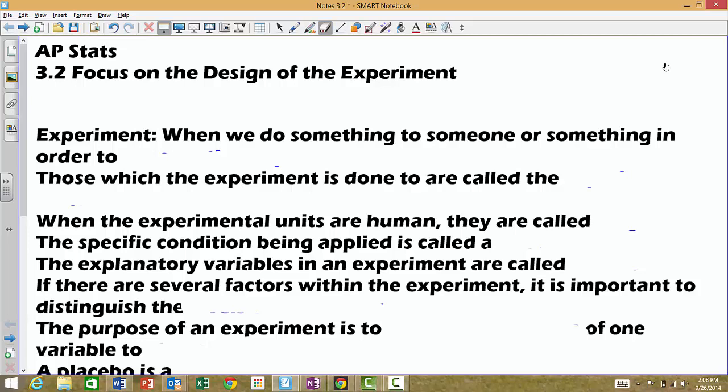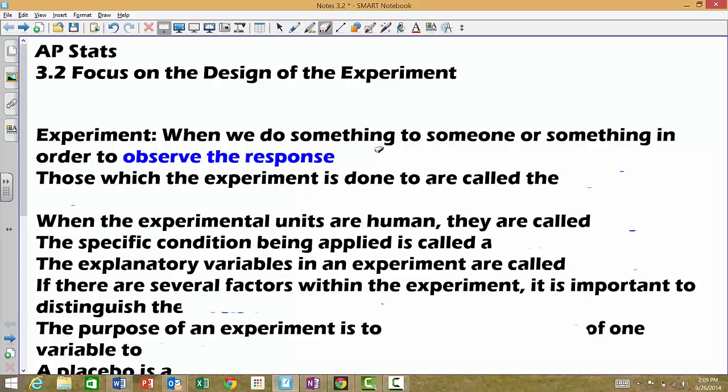So an experiment is very important. The experiment is going to control a lot of the things that we do, and that's the purpose of an experiment, is to control lurking variables. But an experiment is when we do something to someone or something in order to observe the response. Okay, we have to impose something and see what happens. So what we're doing is we're manipulating the x variable to see what happens to the y variable.